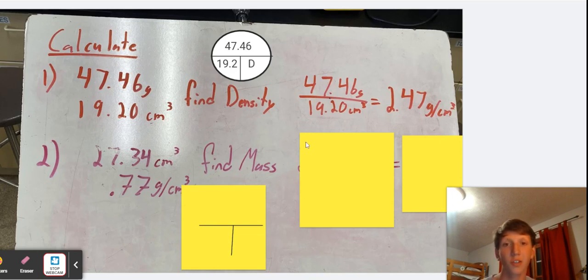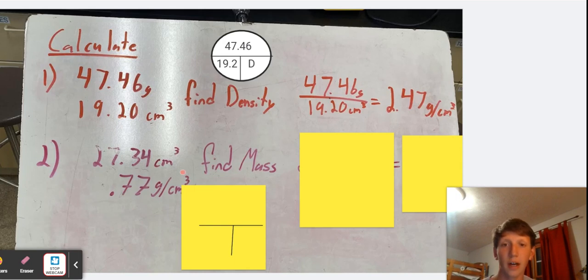Now try this next one on your own using the density circle, but this time instead of finding density, you're going to be finding mass. Pause the video if you need a few seconds to try and figure it out. In 3, 2, 1. Okay, so hopefully you were able to find mass.